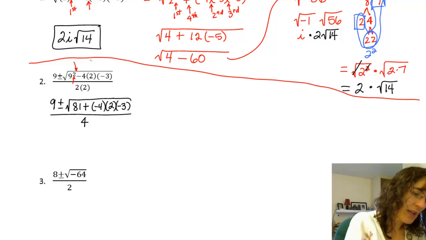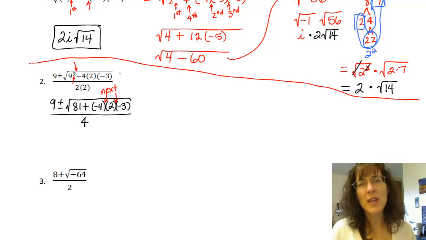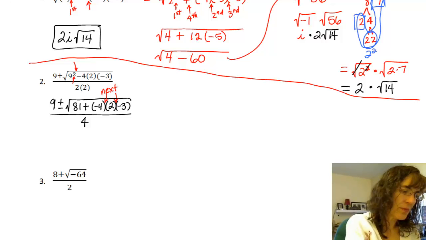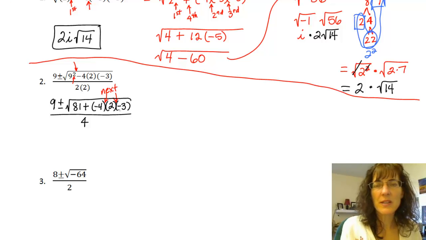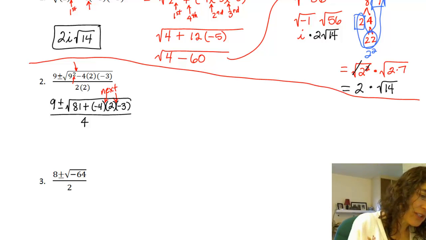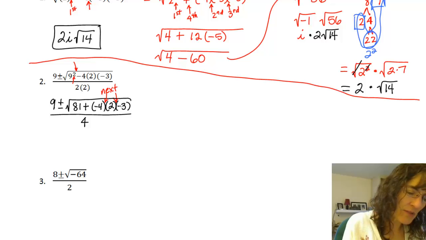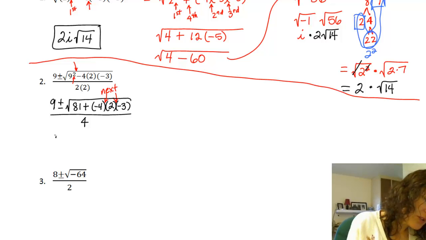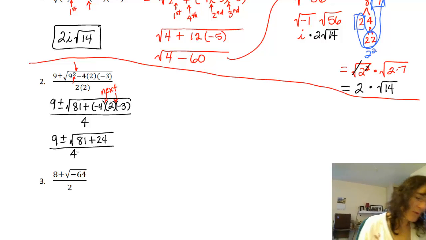So I'm going to put those, they are next. And then right after it, I'll do the second one. So I have negative 4 times 2, and that gives me negative 8 times negative 3, that gives me positive 24. So I check my signs again. Negative times positive is negative, times another negative is positive. So I got the signs right. So it should be 9 plus or minus square root 81 plus 24, we decided, all over 4.